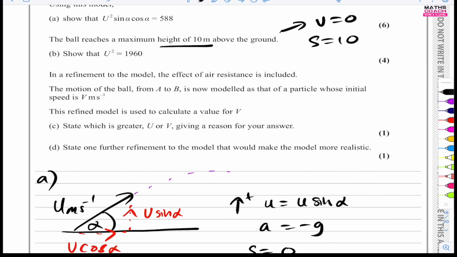For part D, state one further refinement to the model that would make this model more realistic. You could talk about things like the dimensions of the ball. You could say model the ball as a particle, or use a more accurate value for gravity. Okay, so any of these will make the model more realistic.